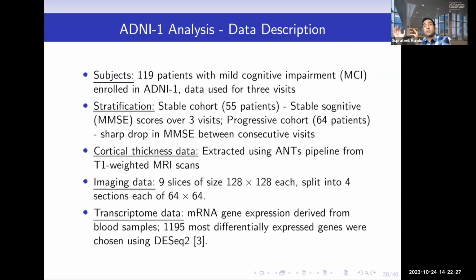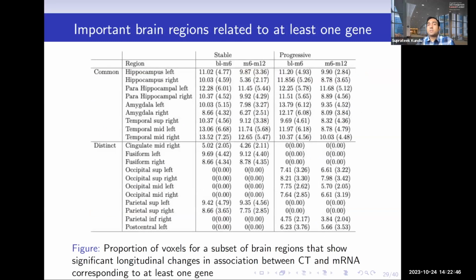So we are using an external data set to calculate the gene network information for these 1195 genes. We're going to regress the cortical thickness images across 3 visits on these 1195 gene expressions that also lie on some underlying gene network. And here are some of the results that we found.